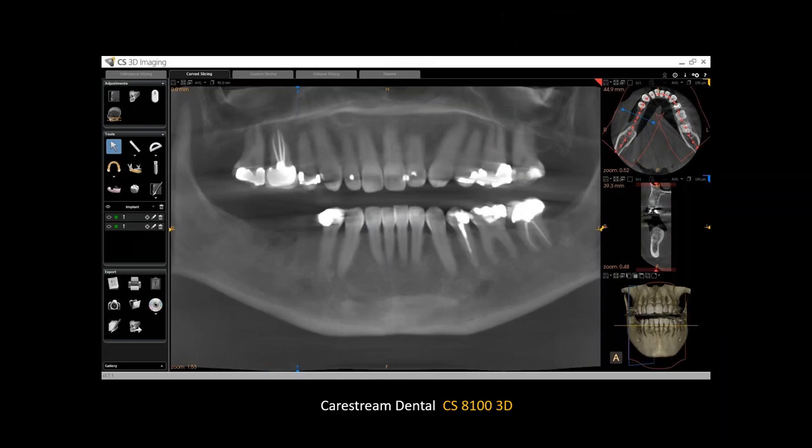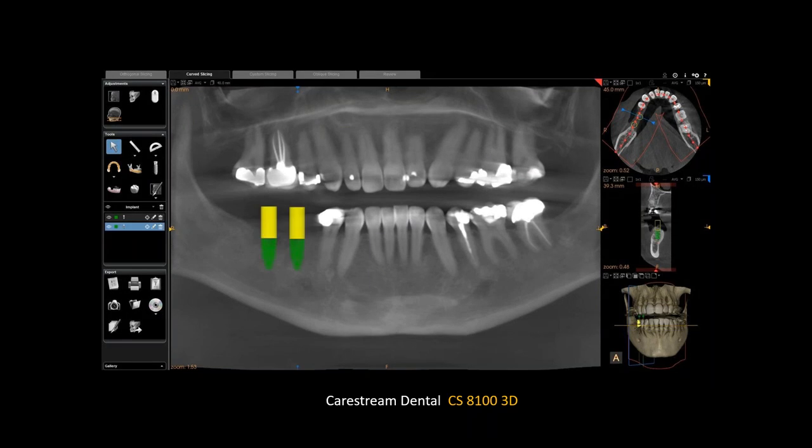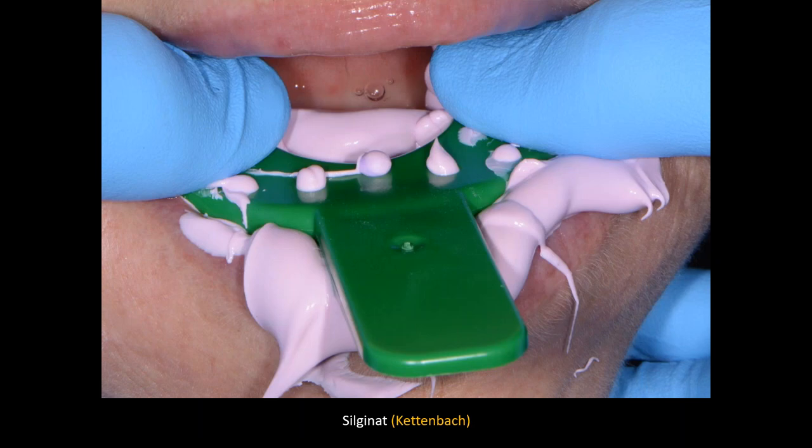So the next thing we'll do is take a CBCT using our Carestream Dental 8100. And using the software in the CS8100, we can actually pick the implants of choice. In this case, we use the Engage from OCO Biomedical. These both are 5x10 implants. And so we can actually put virtual crowns on these, so these are positioned as ideally as possible.